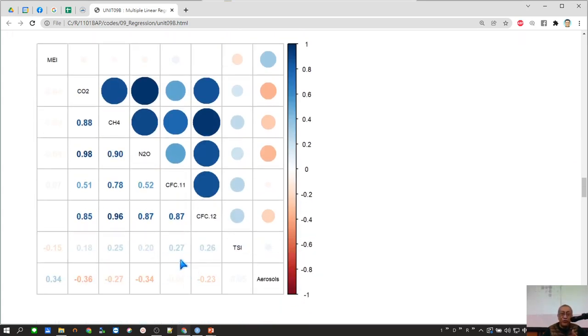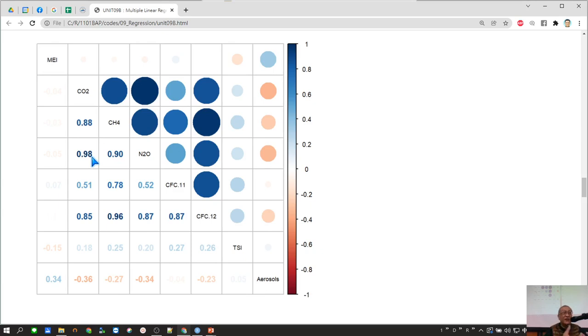And then you can manually pick out the regressors that are highly correlated with each other, right? For example, it's very obvious that between NO2, CH4, and CO2, only one of them should stay within the model, okay? If you put multiple of them, their coefficients become incorrect, okay?